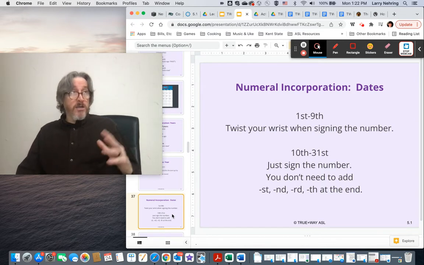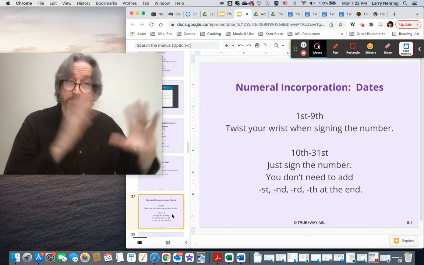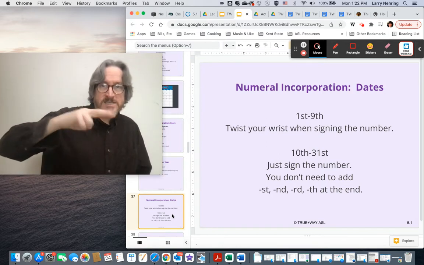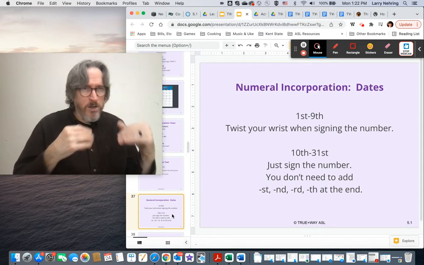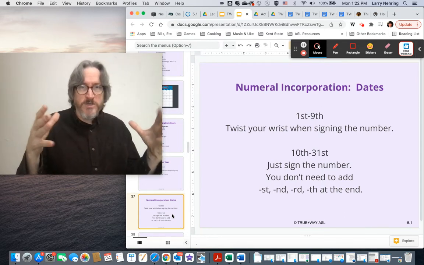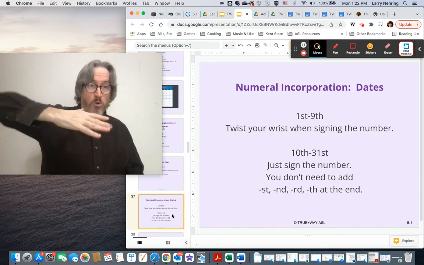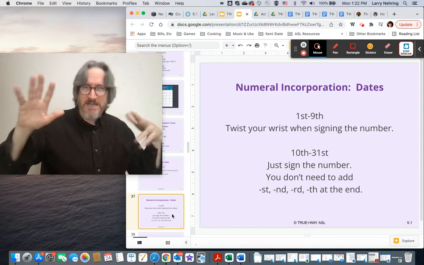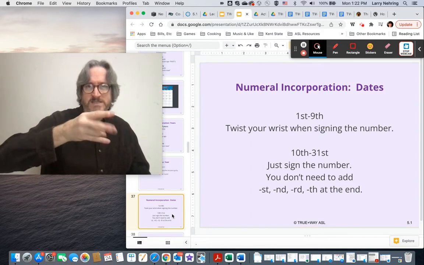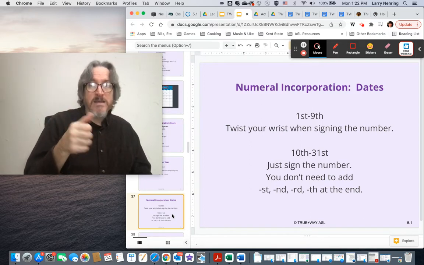So now we're on twisting the numbers: first, second, third, fourth, fifth. I believe we did this in ASL 1 as well, but again, I don't know what your teacher covered. It's horizontal: first, second, third. We don't need the endings, no RD, ST, all that stuff. First, second, third, fourth, fifth, sixth, seventh, eighth, ninth, tenth.